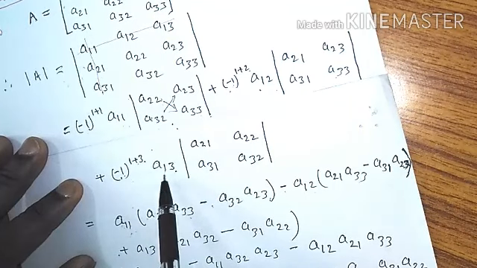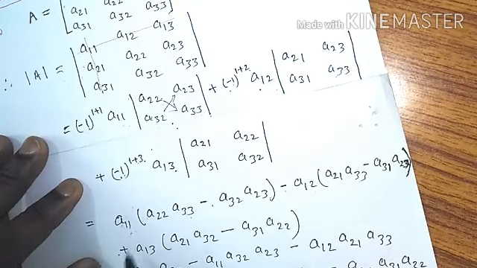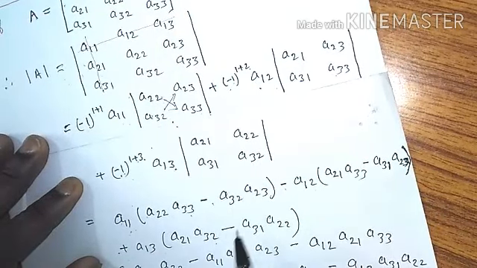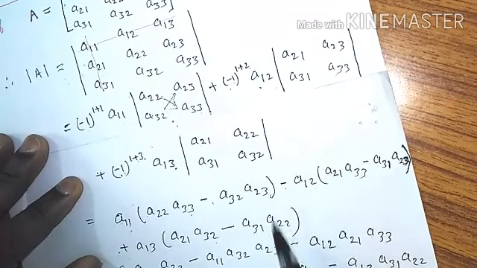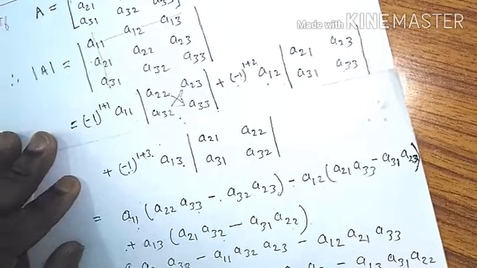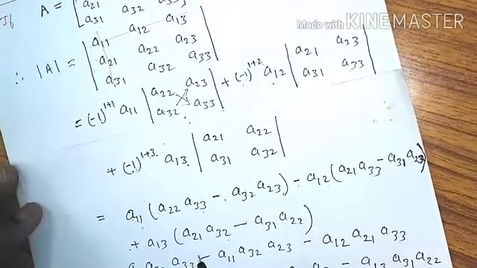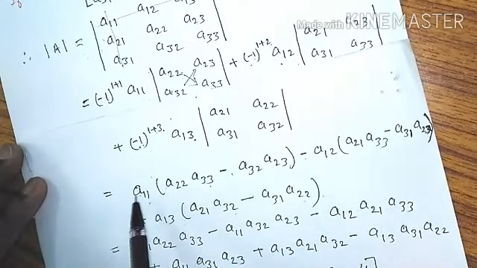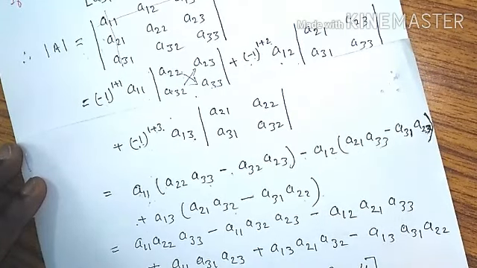Again it is in the even place because 1 plus 3 is even, so it will become plus. So A13, and again the cross order: A21 into A32 minus A31 into A22. And when we simplify it, whatever value we obtain will give the value of this determinant. So see that it is an expression. When I open the bracket, I will get the expression like this.